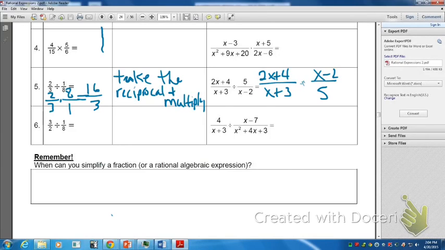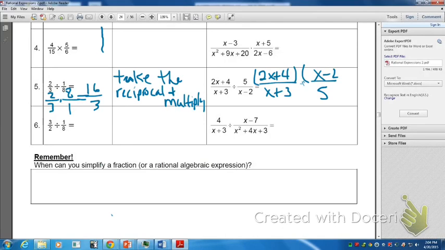Now, I'm looking at that 2x plus 4. Could we factor a 2 out of that? That would leave us with an x plus 2. Would that help us cancel? No, it's not across. There's not an x plus 2 in the denominator, there's a 5 down there. So we're going to leave that as is, and then go ahead and multiply straight across.